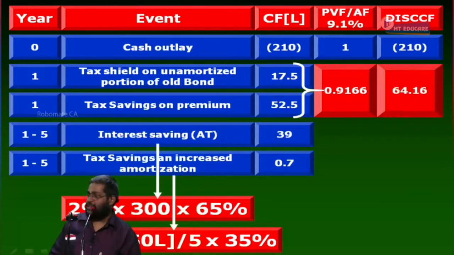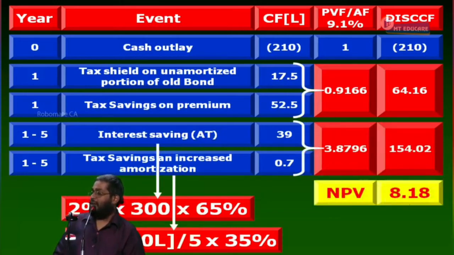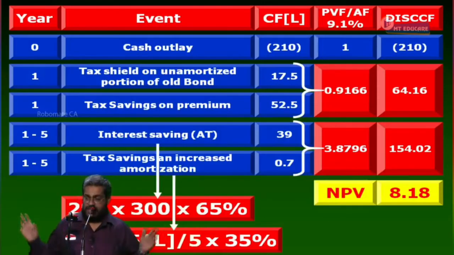Check my calculations. Next, for years 1 to 5, is it PV factor or annuity factor? Annuity factor: 1 divided by 1.091, for 5 years. What's the number here? 3.8796. So 39.7 into that number gives you 154.02. Now the NPV is how much? 8.18. Replace or don't replace? Replace, because the discounted inflows exceed what? Discounted outflows. So it should be replaced. Everybody, are you all following or not? With this we complete the bond refunding decision problem.